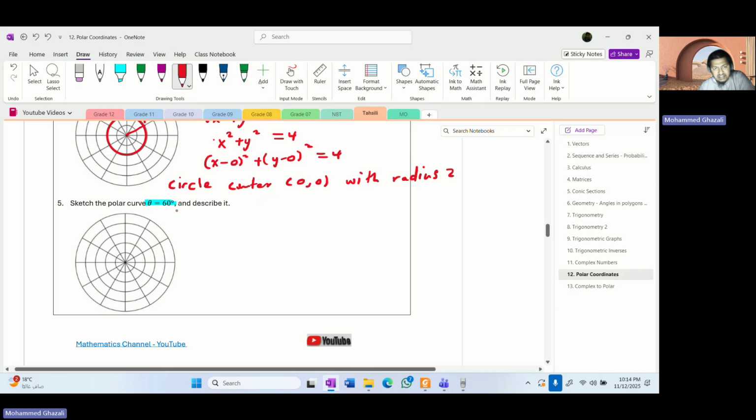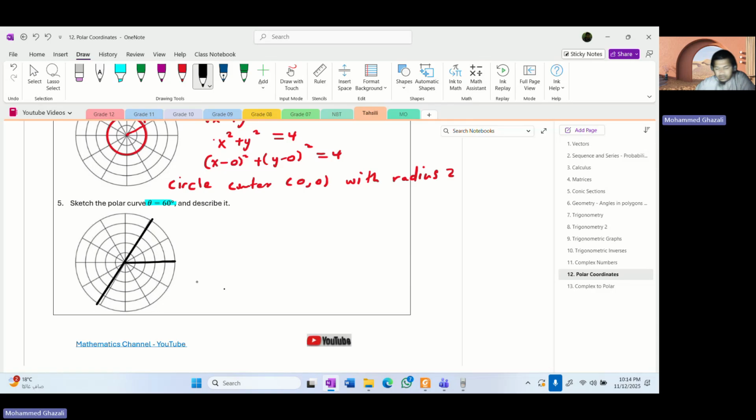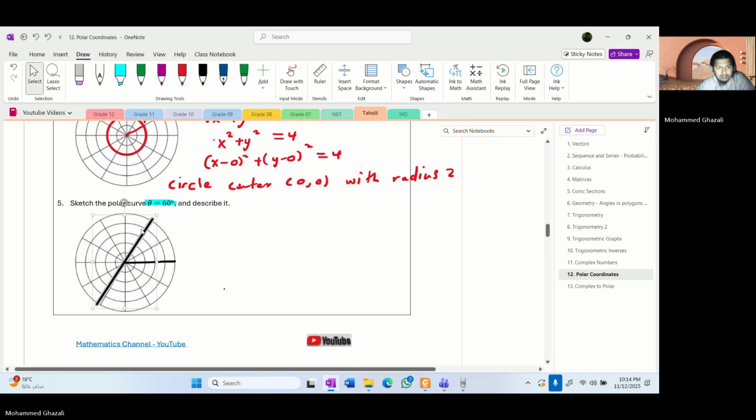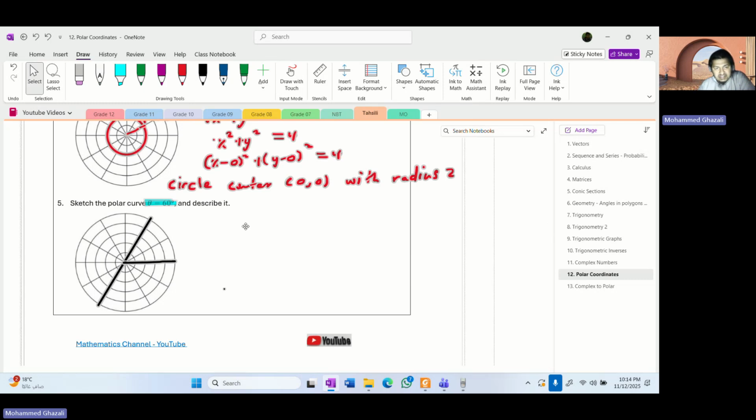Theta equals 60 degrees, and we need to describe this line. Theta equals 60 degrees means we need to draw a 60-degree line from the polar axis. Let's make this line straight. Now, remember, theta is 60 degrees, but what's the radius? There's no restriction. Radius is an element of the real numbers. Radius can be anything.